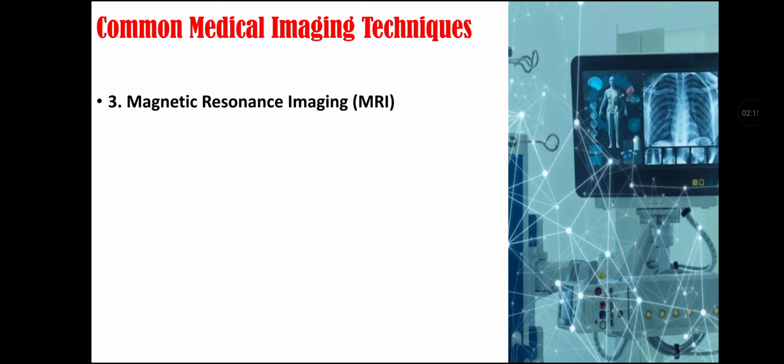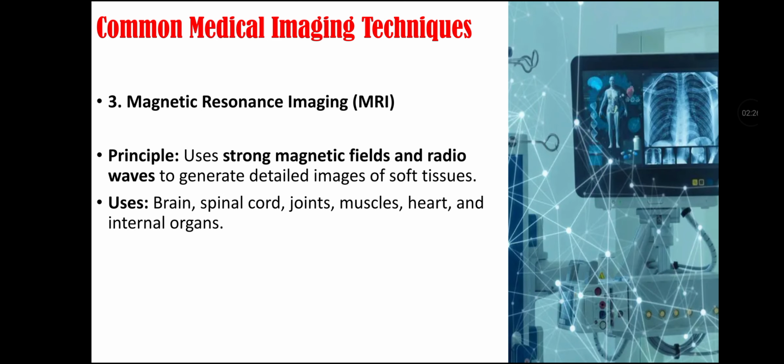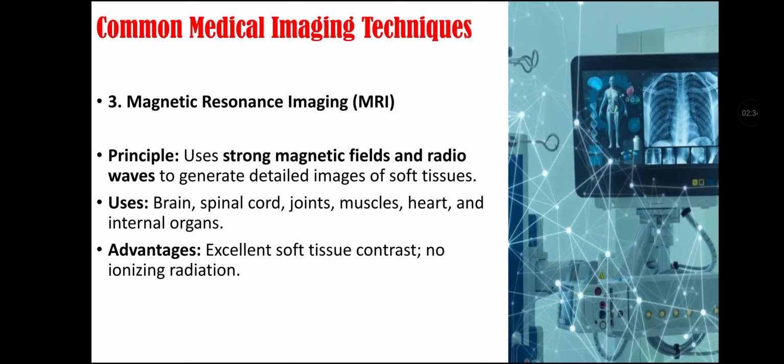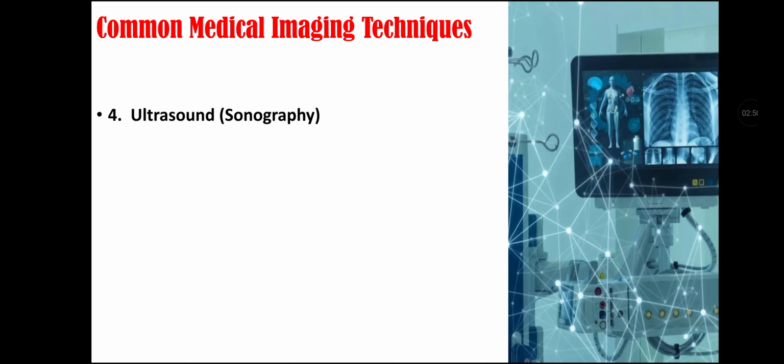Third medical imaging technique is magnetic resonance imaging, also called MRI. It uses a strong magnetic field and radio waves to generate detailed images of soft tissues. Uses include brain and spinal cord, joints, muscles, heart, and internal organs. Advantages include excellent soft tissue contrast and no ionizing radiation. Its limitations include that it is expensive, it is contraindicated for patients with metal implants or pacemakers, and it is time consuming.